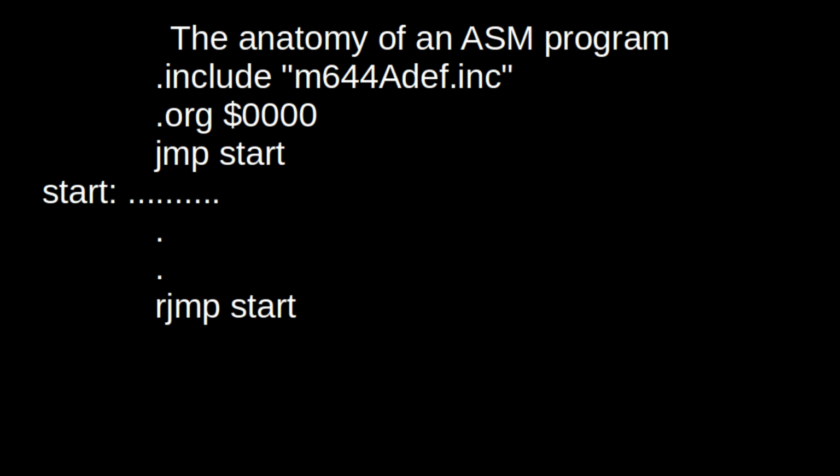This is also an assembler directive. Think of it as origin, .org $0000. Lastly, there are two lines. JMP start is the directive to jump to the place labeled as start, and then there is the line labeled start. The instruction at start is up to you. If you want your code to loop indefinitely, then your last instruction in your program will be rjump start, or relative jump back to the start.